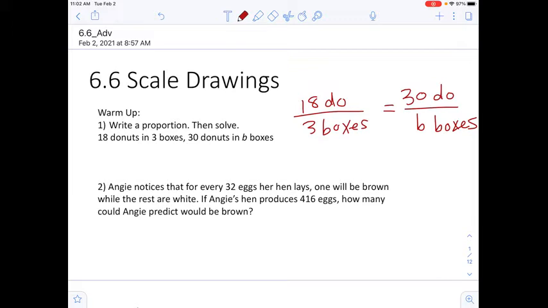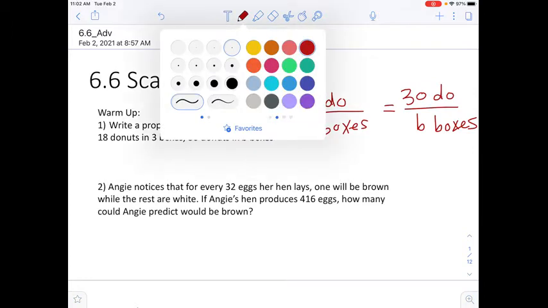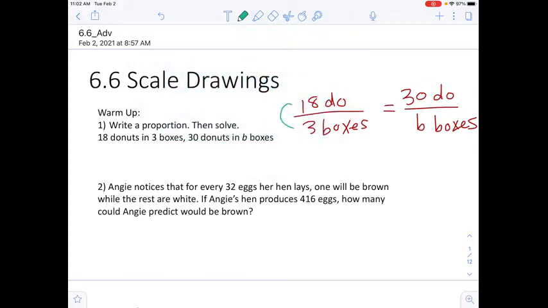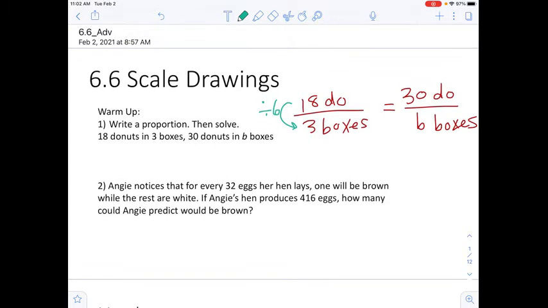Then to solve this, what we want to do here is a few different things. You could cross multiply. What I see is that to get from 18 to 3, I divide by 6. So if I do that same thing on the right here, divide by 6, 30 divided by 6 would be 5. So 5 boxes. If you cross multiplied, you should have gotten that same answer.